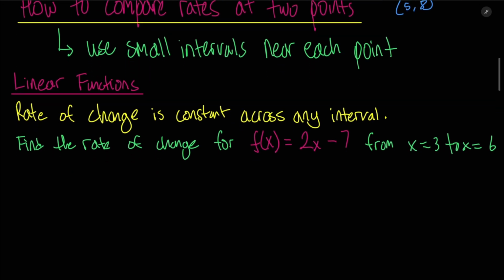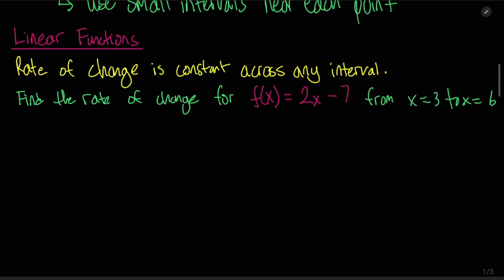Okay, let's talk about linear functions. For linear functions, the average rate of change is constant over any interval, right? It doesn't matter the length of the interval. You can make the interval like 100 values long, and you're still going to get the same number. So no matter what 2 points you pick, where on the graph you pick, you are always going to have the same average rate of change.